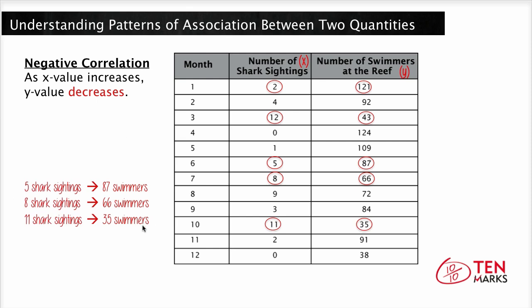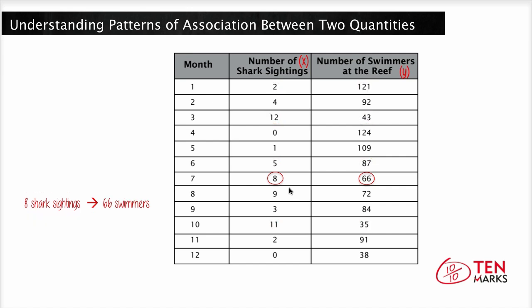Notice, however, there are some cases where the number of sightings goes up, but so does the number of swimmers. For instance, when there are 8 shark sightings, we have 66 swimmers, and yet when that increased to 9 shark sightings, the number of swimmers at the reef actually also increased to 72 swimmers. This is because this is real-world data, and real-world data is not perfect. You usually won't get the perfect correlation. But in general, as shark sightings increase, the number of swimmers decreases.